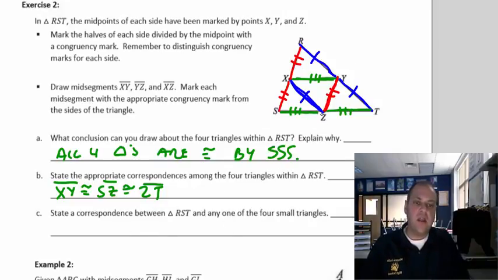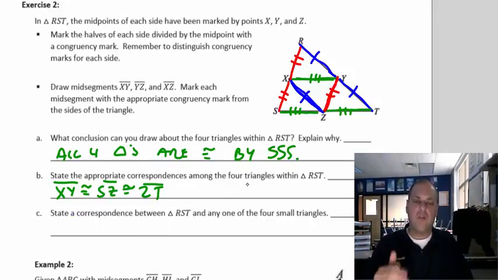So we could say, all right, RST is the big triangle, right? So we could say RX is congruent to YZ. Okay, there's a correspondence. All right, and then I want to go further than that. You can put that down. You don't have to erase it.